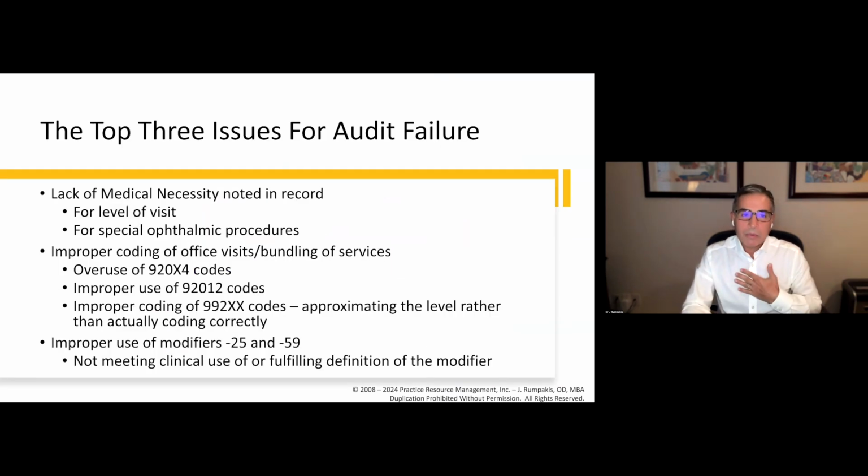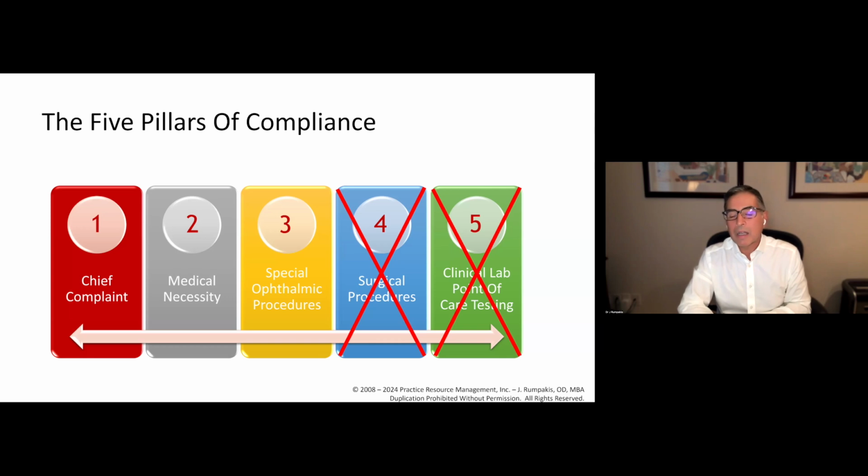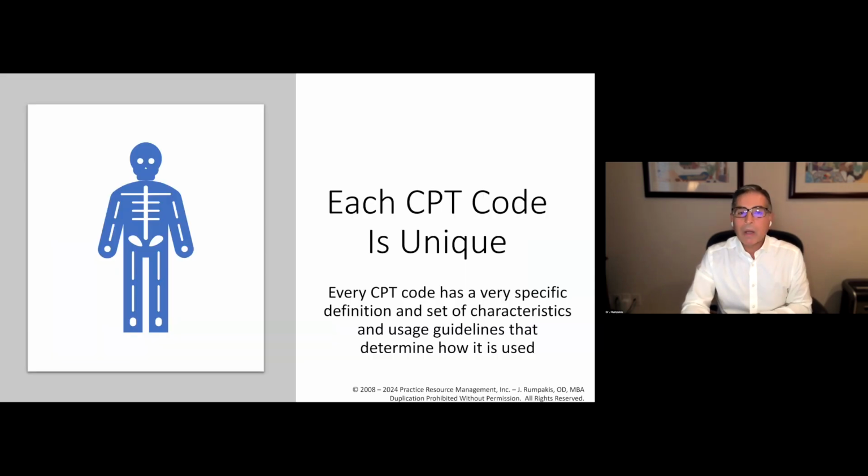So what I see in my experience, the top three issues for audit failure, again, special ophthalmic testing and not establishing medical necessity appropriately, right? So here's what we're going to cover tonight, right? We're going to talk about the top three in my 5 pillars of compliance. We're not going to be dealing with surgical procedures, and I'm not going to be dealing with clinical lab point of care testing. So I want to talk about the CPT codes first, right?